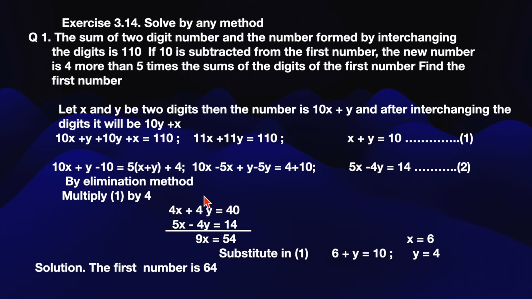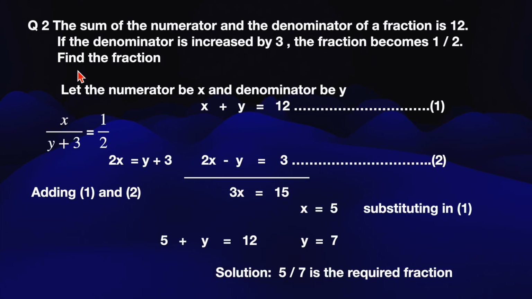Add it, this gets eliminated, and then 9x is equal to 54. x is equal to 6. Substitute in any one of the equations, you get the answer. y is equal to 4. Again, you can use any method, whatever you find easy. Okay, question 2. The sum of the numerator and the denominator of a fraction is 12.